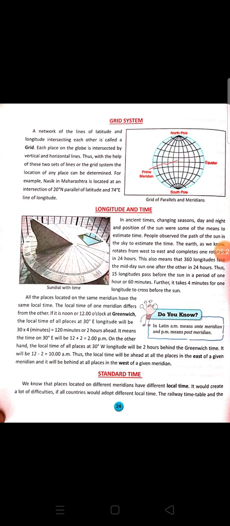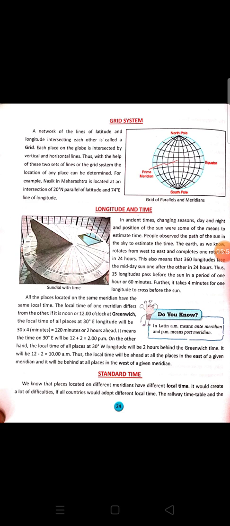Standard time. We know that places located on different meridians have different local times. It would create a lot of difficulties if all countries adopted different local times. Railway timetables and air flight schedules would be difficult to prepare. People crossing the longitudes would have to adjust their watches.